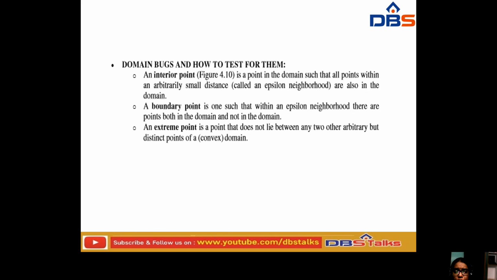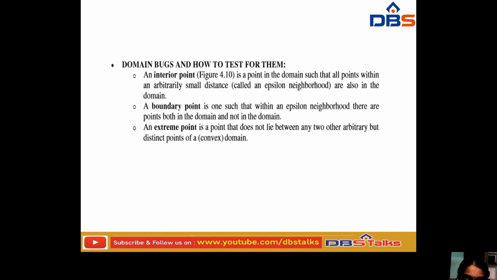Next, a boundary point is one such that within the epsilon neighborhood, there are points both in the domain and not in the domain. An extreme point is a point that does not lie between any two other arbitrary but distinct points of the convex domain.